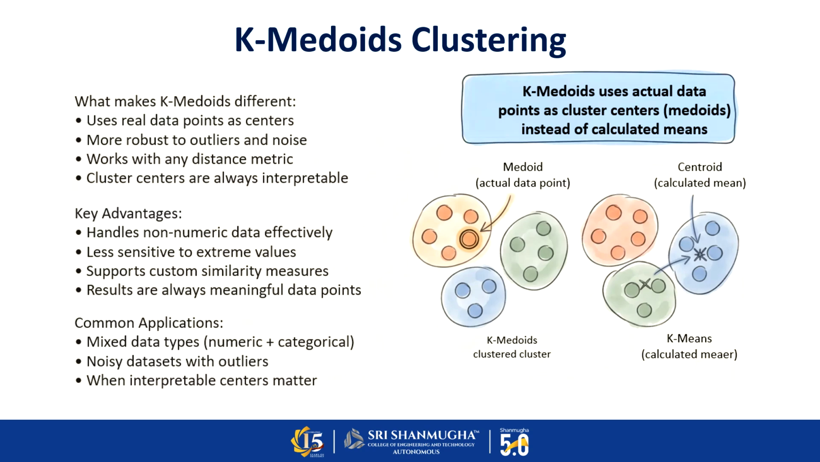So there is numerical plus categorical, noisy data sets with outliers, and when interpretable center points are needed. For example, selecting the most representative product for each customer segment. So you should know when to choose K-Medoid and when to choose K-means.